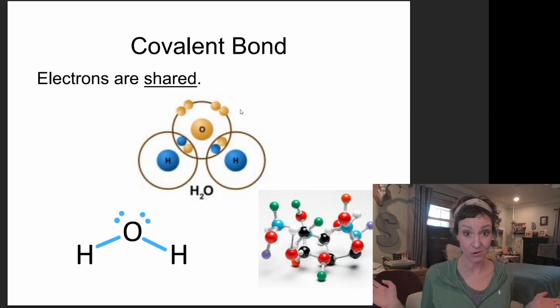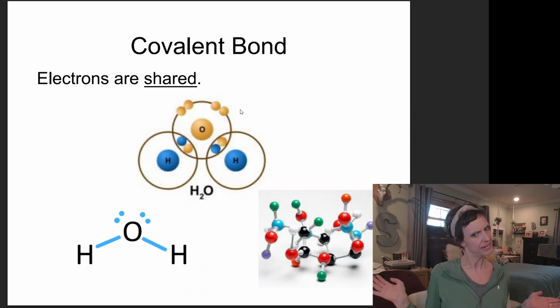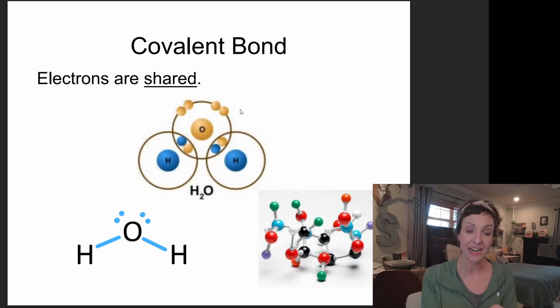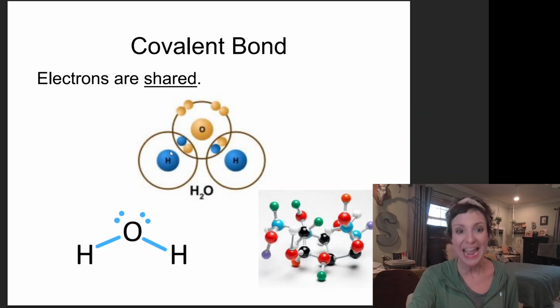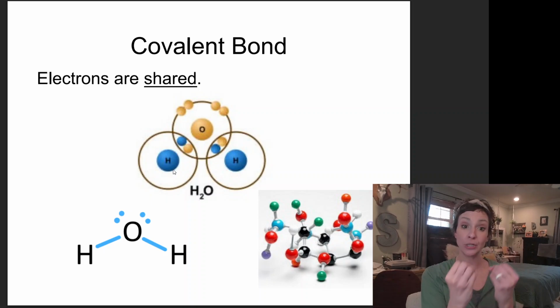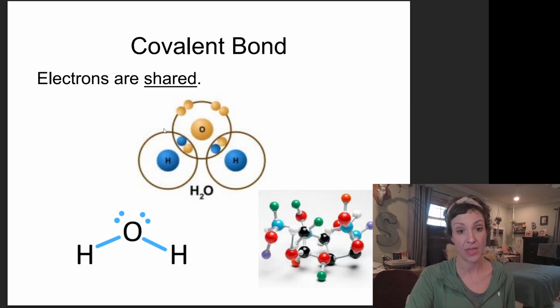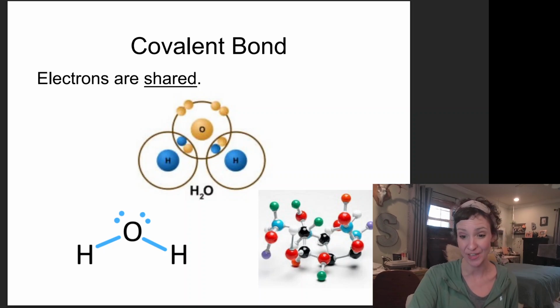Electrostatic attraction here too. You're like, oh, I don't see positive and negative things. Well, the electrostatic attraction in a covalent bond is the most confusing one for me. But it's the electrostatic attraction between the positive nuclei of each one of the atoms and that shared pair of electrons. So both of these nuclei are going to be pulling equally on that shared pair of electrons. So that's the electrostatic attraction in a covalent bond.